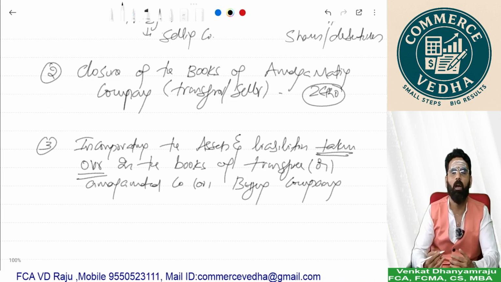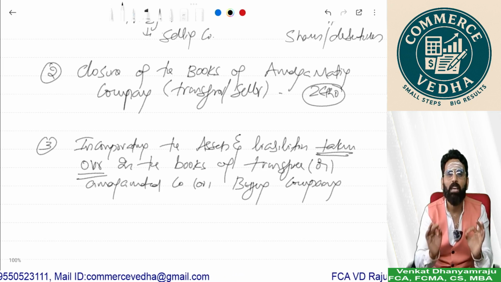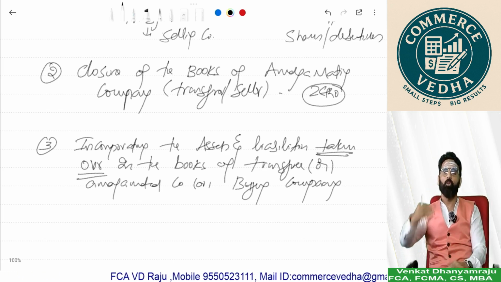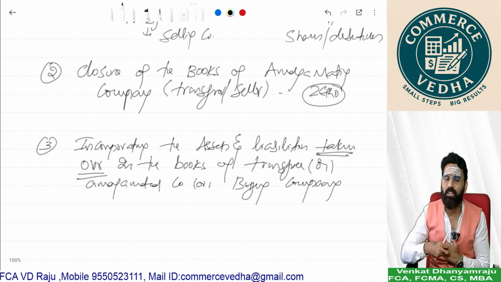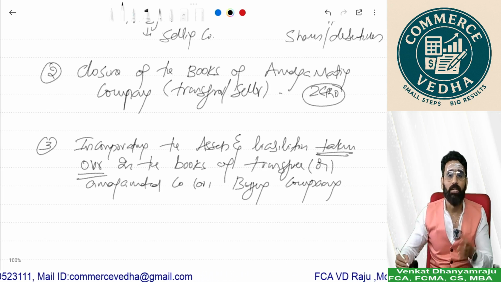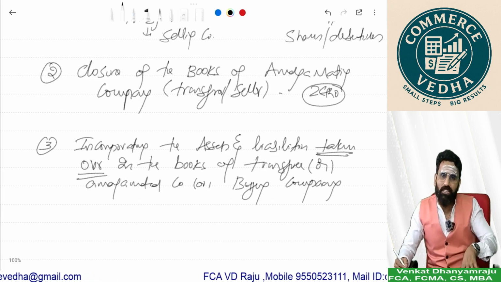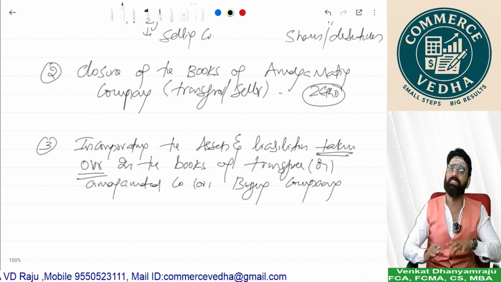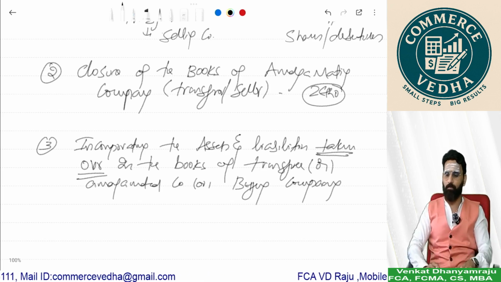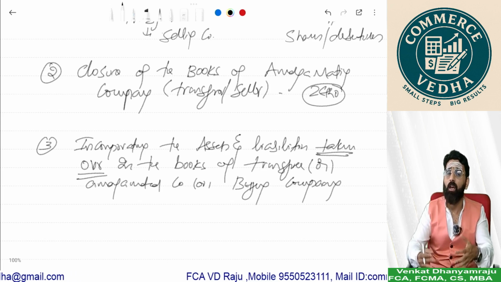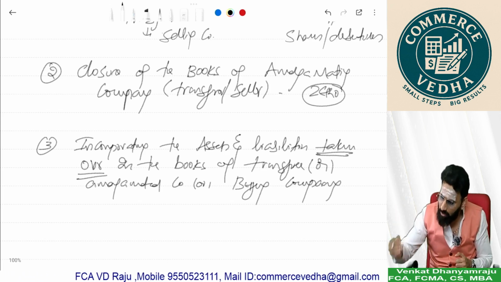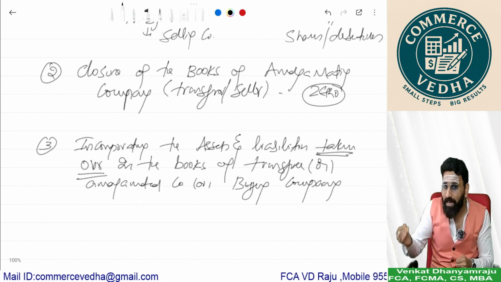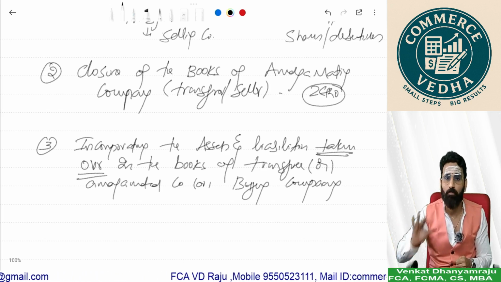Now you'll ask me, sir, how do I understand the scheme? Every question, after the balance sheets of both the companies, will give you certain conditions. Those conditions are as per the scheme of amalgamation. Reading the scheme, you should know which assets are actually transferred, which liabilities are actually transferred, and which are settled by the seller. So whatever assets and liabilities are transferred to the buyer shall be incorporated in the books of the amalgamated company, which is my third step.